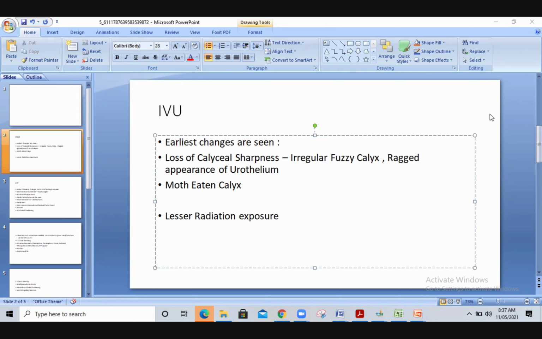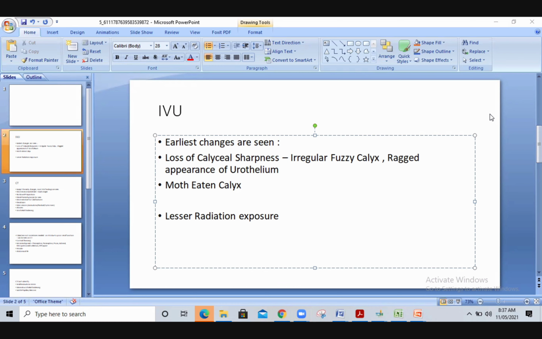The earliest changes seen on IVU include loss of calyceal sharpness, irregular fuzzy calyx, and ragged appearance of the urothelium. Further changes include moth-eaten calyx, which is seen a little bit later.